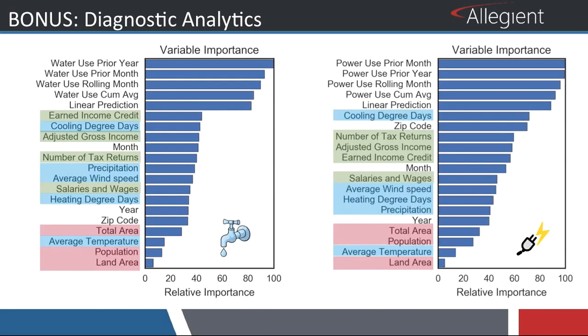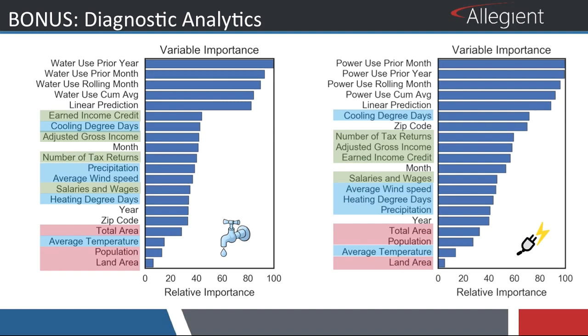There's a bonus that comes out of doing this type of machine learning, and that's that I can return to diagnostic analytics. The machine learning algorithms not only tell me what the predictions are, but because I'm using a boosted decision tree algorithm, I also get which variables were most important in making those predictions. I've listed on the left the water and on the right the power predictions. These are the most important variables in order of importance. The ones that are uncolored come from the base set.